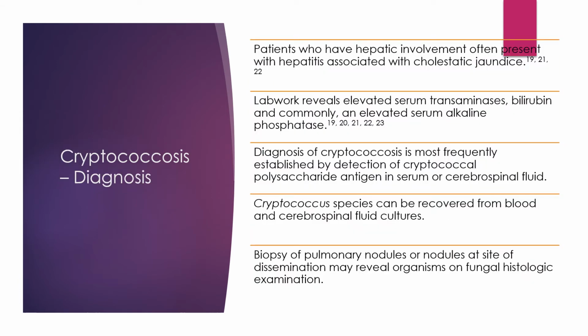Diagnosis. So in terms of lab abnormalities, when there is hepatic involvement, typically there is a cholestatic jaundice type presentation, but you can also have elevated AST and ALT with a predominant elevation in alk phos. Diagnosis, we typically use an antigen assay to establish diagnosis from either serum or cerebrospinal fluid, but you can also isolate Cryptococcus on blood culture or spinal fluid specimens or from biopsy specimens. And biopsy nodules, likewise, as I mentioned, can yield organisms.